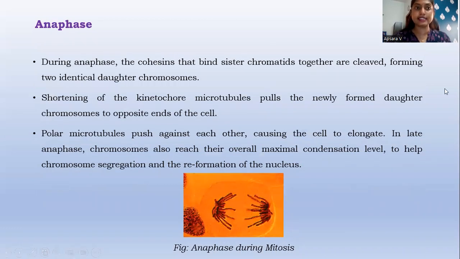The next stage is anaphase. During anaphase, the cohesion that binds sister chromatids together is cleaved, forming two identical daughter chromosomes. Shortening of the kinetochore microtubules pulls the newly formed daughter chromosomes to opposite ends of the cell. Polar microtubules push against each other, causing the cell to elongate. In late anaphase, chromosomes also reach their overall maximal condensation level to help chromosome segregation and the reformation of the nucleus.